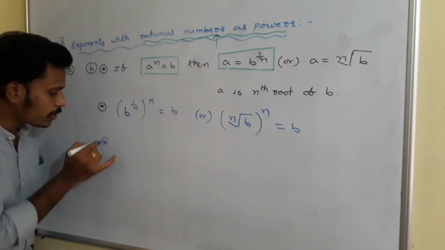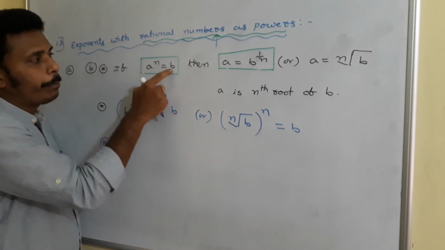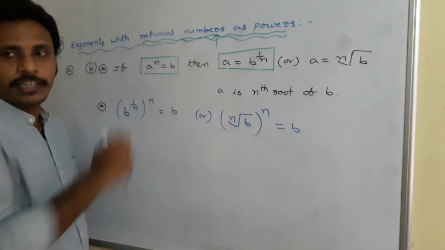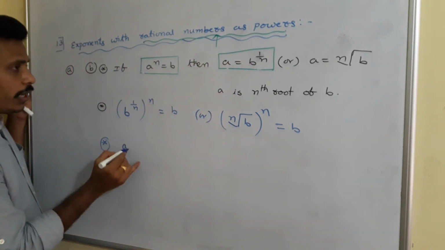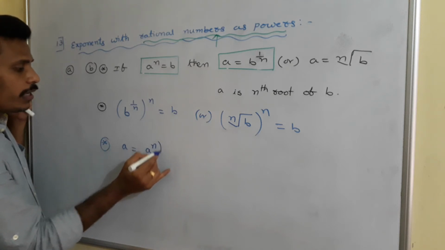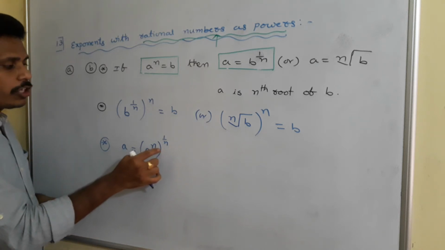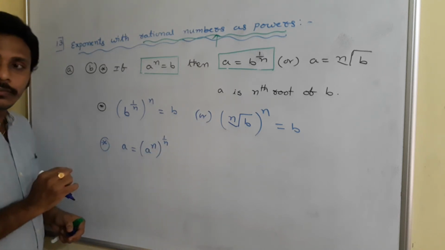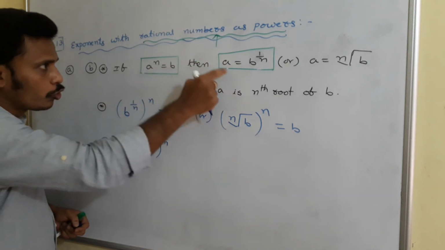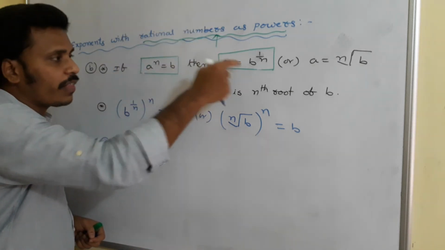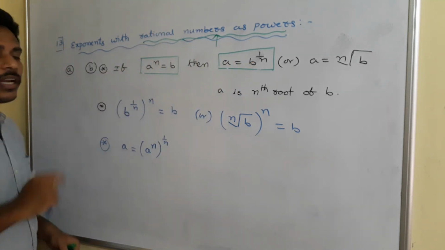And the other thing is, a power n is equal to b. Now you just replace b as a power n in the second statement. In b, you just replace a power n. Then what are you getting? a is equal to a power n to the power 1 by n. Again, if you multiply these two, that is 1 only, right? So you will get a only. But directly from these two, writing b as a power n in the second statement, writing a as b power 1 by n in the first statement, you are getting this idea.